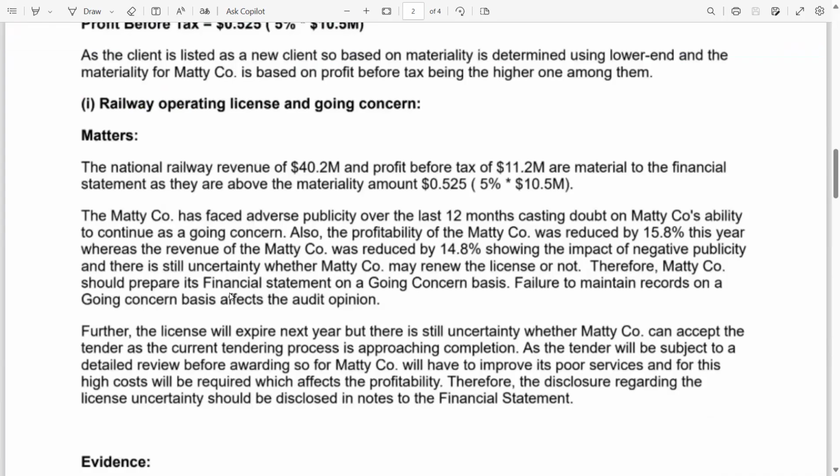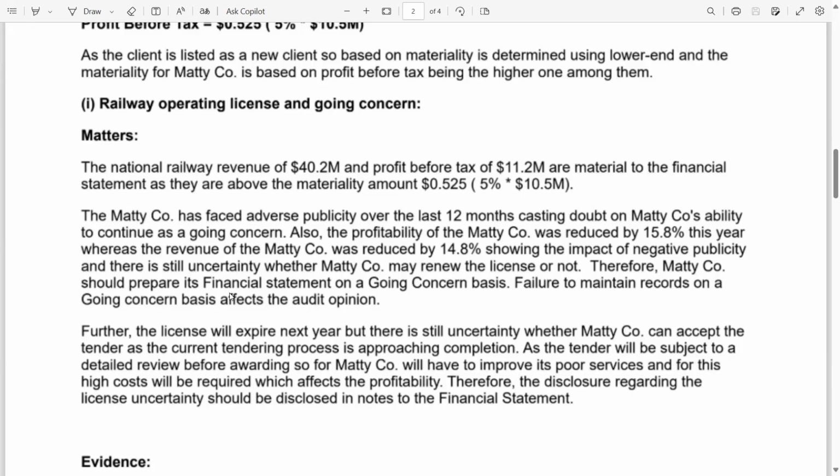The National Railway revenue of 40.2 million and profit before tax of 11.2 million are material to the financial statement, as they are above the materiality amount calculated above based on PBT. The Matty company has faced adverse publicity over the last 12 months, casting doubt on the Matty company's ability to continue as a going concern. If you don't know about these issues, then I would like you to watch the last topic of Block 3, audit report and its implication.